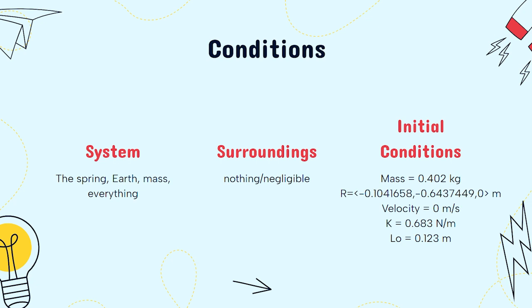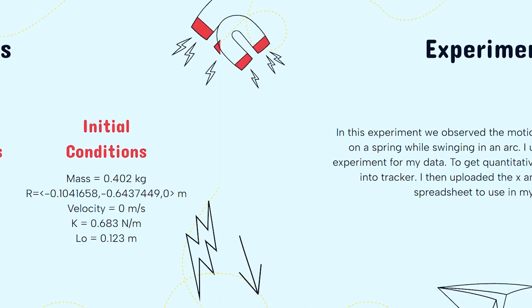For the initial conditions, the mass was 0.402 kilograms. The position was very close to zero. The velocity was 0 meters per second. The constant k for the spring was 0.683 newtons per meter, and the relaxed length is 0.123 meters.